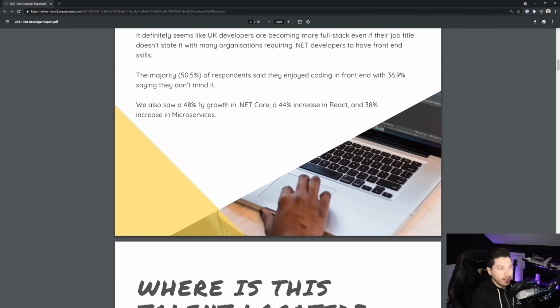The interesting thing is that .NET Core saw a 48% growth, and React, of course, because React is very, very, very nice. No mention of Blazor in this report. I'd be interested to see that. I know there's not many jobs about Blazor yet. And 38% in microservices. So this is very interesting because people are actually moving from monoliths and other types of architecture to microservices, and they're using .NET Core. And I think the fact that this is a cross-platform framework has actually really made a difference, and it shows.